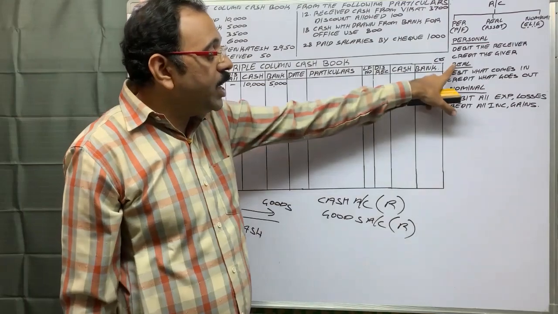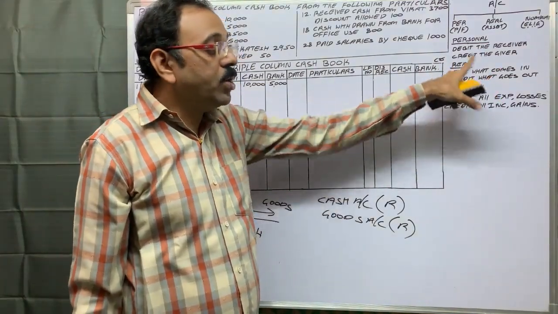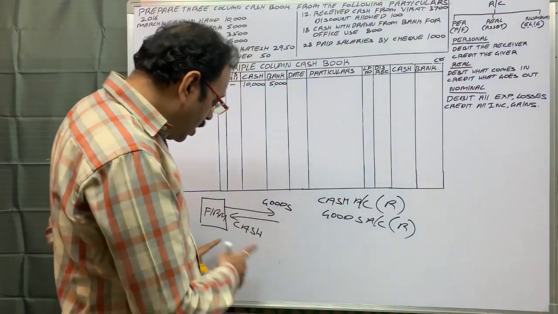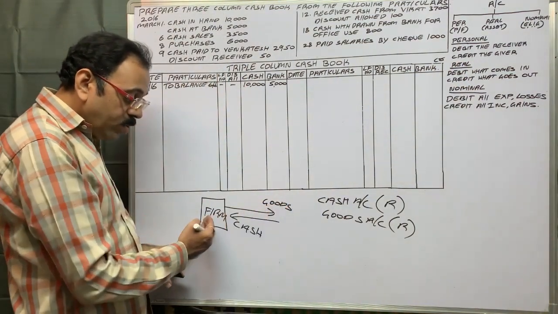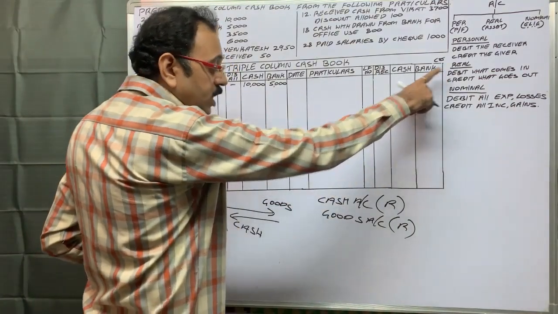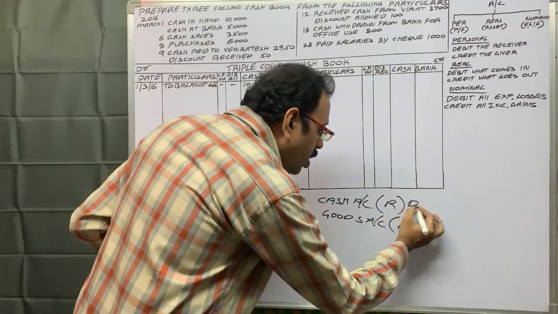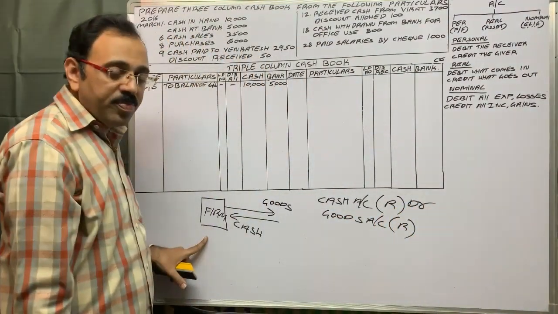Then, apply the real account double entry principle. Debit what comes in, credit what goes out. So see the diagram. What is coming to us? Cash. Therefore, debit what comes in is applicable for cash account. So according to that rule, cash account we have to debit.